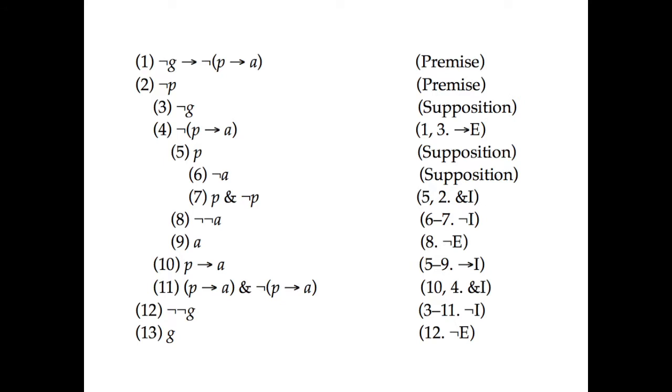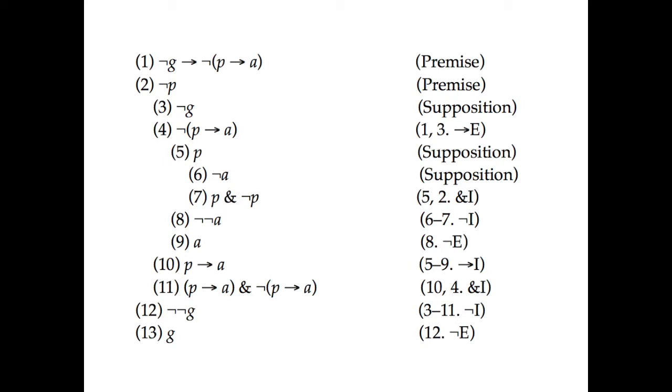And now if you look, I have a contradiction. Line 5 contradicts line 2. And so on line 7, I write P and not P. That comes from line 5 and line 2 using my and introduction rule. And so on line 6, I supposed that A was not true. And on line 7, I got a contradiction. So line 8, I conclude that the supposition from line 6 was false. So line 8 says not A. Okay? That comes from line 6 through 7 using my not introduction rule.